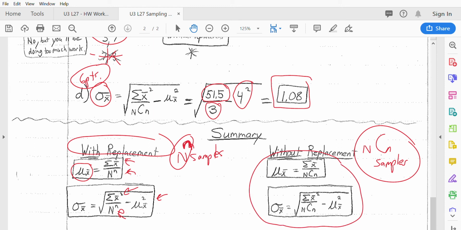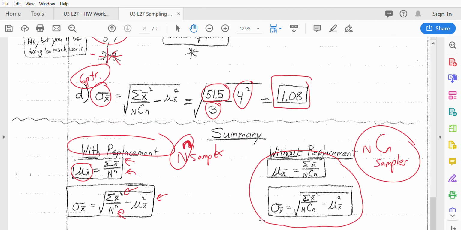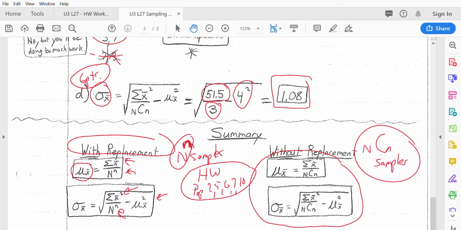Now, speaking of the homework, to finish up this lesson, I do believe that your homework consists of a population not of 3 numbers, but the population consists of 5 numbers: 2, 5, 6, 7, and 10. So the population for your homework is 2, 5, 6, 7, and 10. That's 5 numbers, so big N is 5. It says consider all samples of size 2 in your homework, so little n is 2.